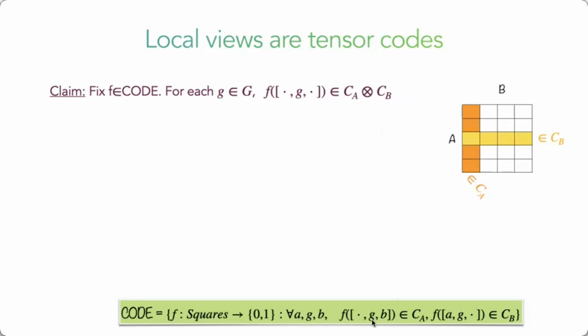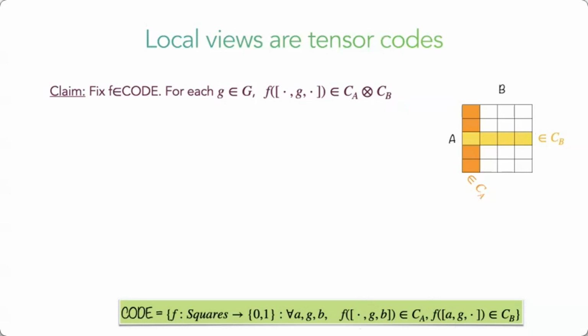Why is that? Okay, let's fix some B. So I'm fixing some column, and I'm looking at all the squares that touch the edge GB. You fix this edge from G to GB and you look at all the squares around this. By design, this collection of squares belongs to CA. This is what it means to be in the code. This exactly corresponds to having this column in CA. And symmetrically for fixing a row and looking at all the squares touching the edge from G to AG, this will be in the other code, CB. So indeed, your local view is a tensor code.